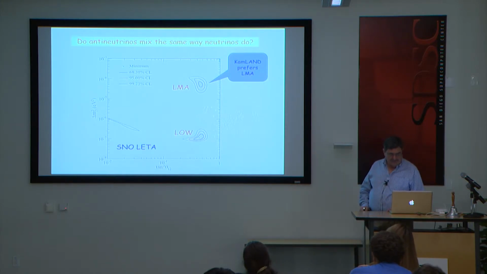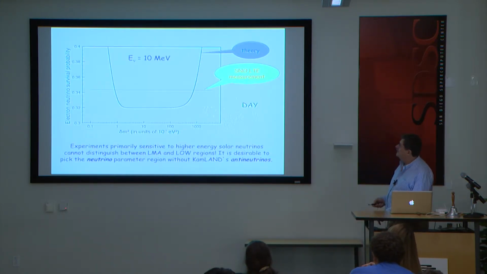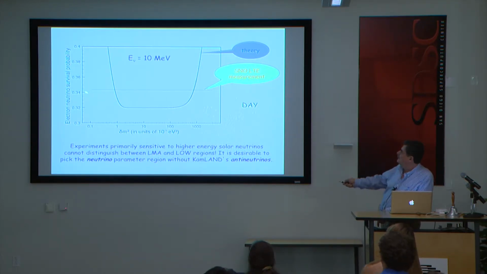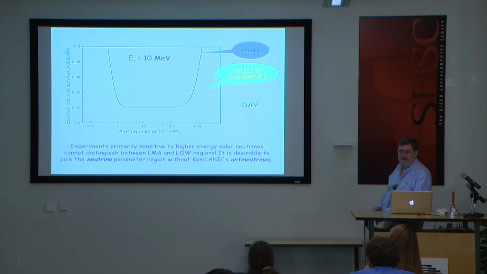Well, actually, this is an interesting point, because here is the maximum. SNO basically measures neutrinos coming from boron-8. This is the maximum of the boron-8 neutrino flux, 10 MeV. For a 10 MeV neutrino, this is the survival probability of the electron neutrinos coming from the sun, calculated from the theory as a function of delta m squared. And this is SNO's measurement. Again, you see quite nicely that there are 2 places where you can agree with the data.